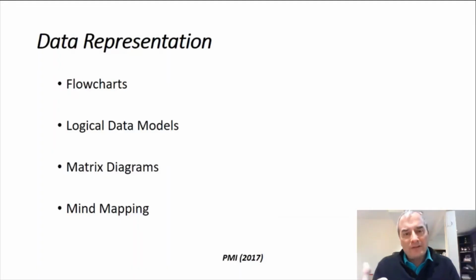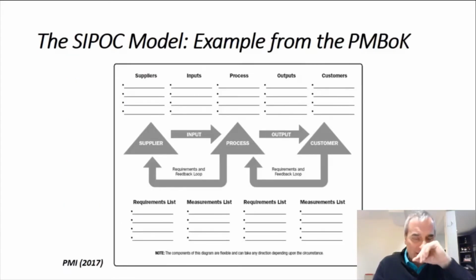Now you represent quality data using flowcharts, logical data models, matrix diagrams, and mind mapping. Here's one, the SIPOC model, and this is an example from the PMBOK where we look at all the processes. Suppliers provide input to the processes, which provide output to the customer, with all these feedback loops. The idea is that you can document each step of the way. SIPOC stands for suppliers, inputs, process, outputs, customers.